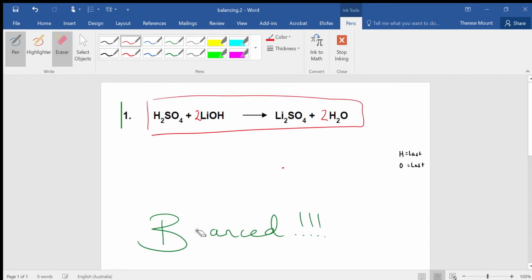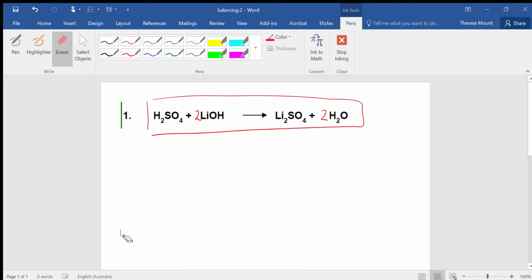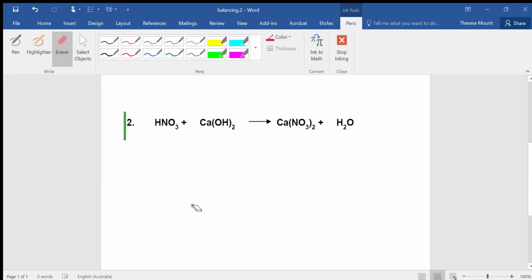All right, let's have a go at another example, and you may have been able to do this by yourself, but maybe not, which is fine. So let's have a go at doing this one. Always remember, leave hydrogen and oxygen last to balance, but we can just count how many of each atom we've got. So we've got nitrogen, calcium, hydrogen, and oxygen.